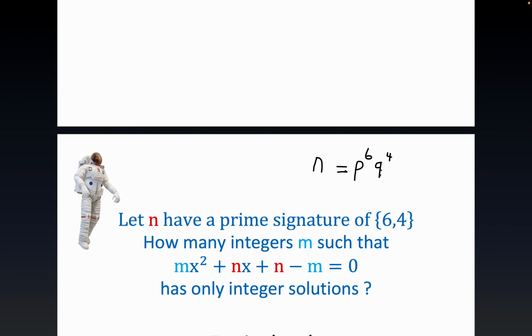And I don't think they have to be distinct, but I don't know if it's really that important actually. But in any event, also this could be 4 and this could be 6, the way this set notation is set up. Okay, so n has this property that it's p raised to the 6th power times q raised to the 4th power, where p and q are primes.